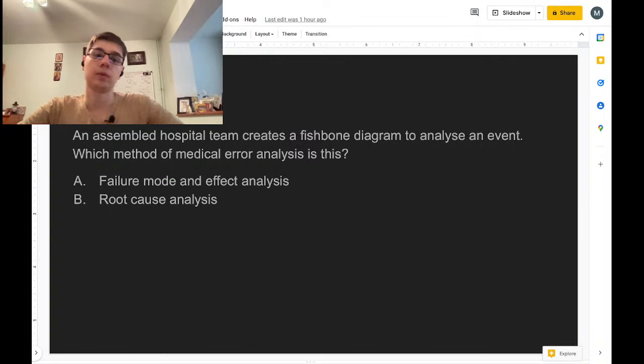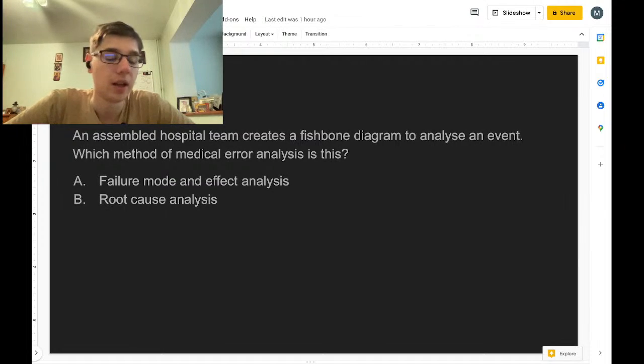Now, an assembled hospital team creates a fishbone diagram to analyze an event. Which method of medical error analysis is this? A. Failure mode and effect analysis, or B. Root cause analysis? Let me know your answer in the chat box and why you figure that that is the right answer.